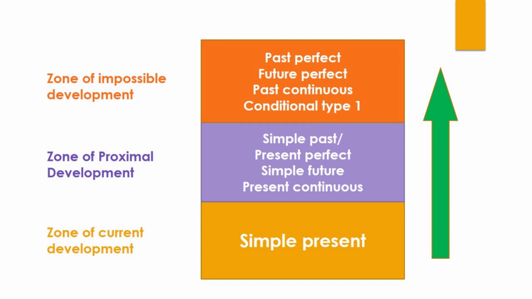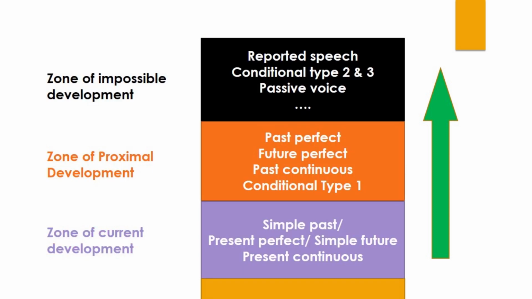However, she can easily learn the simple past, the present perfect, the simple future, or the present continuous, with the help of the teacher first, and afterwards she will be able to use them independently without the help of her teacher. Then these will become part of her zone of current development, and only then the past perfect, the future perfect, and all those which used to be in her zone of impossible development will become within her zone of proximal development, and the learning goes on.